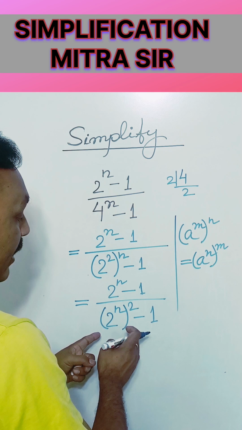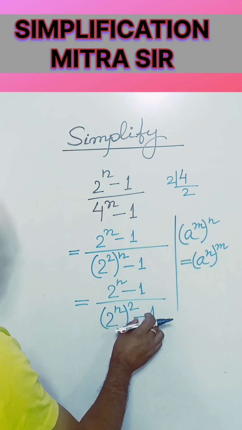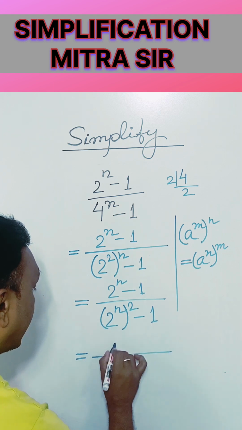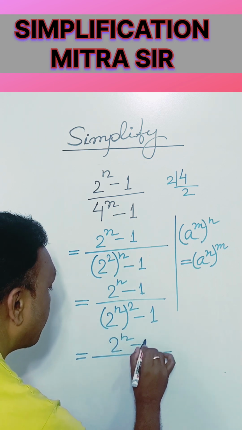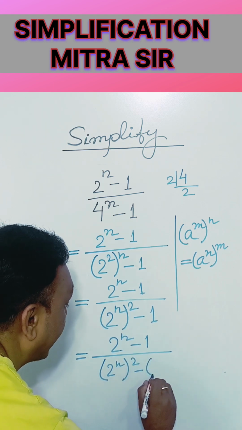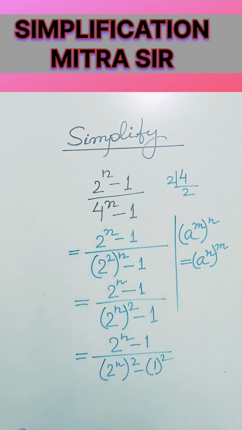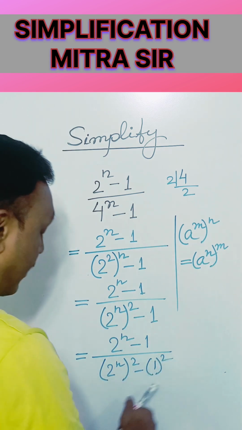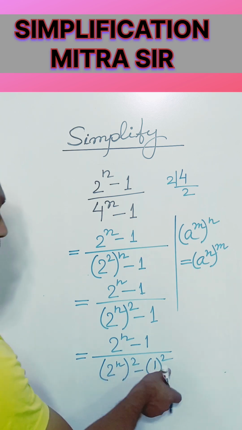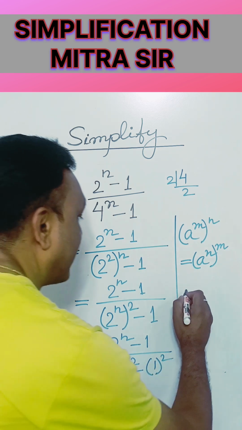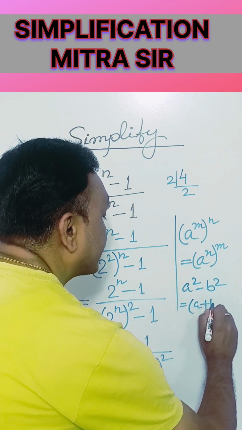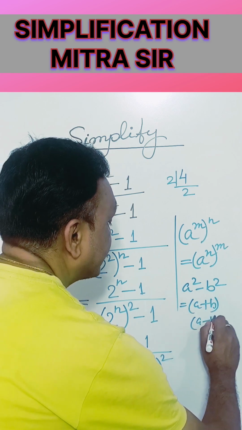Why am I interchanging? Because I'm going to use the identity a square minus b square. So let's have a look. In the numerator it will remain the same, but in the denominator, 2 to the power n whole square, and instead of 1 I can write 1 square, because 1 square you will get 1. Why have I written 1 square? Because now you can see it is a square minus b square. As you know, the a square minus b square formula is a plus b, a minus b.